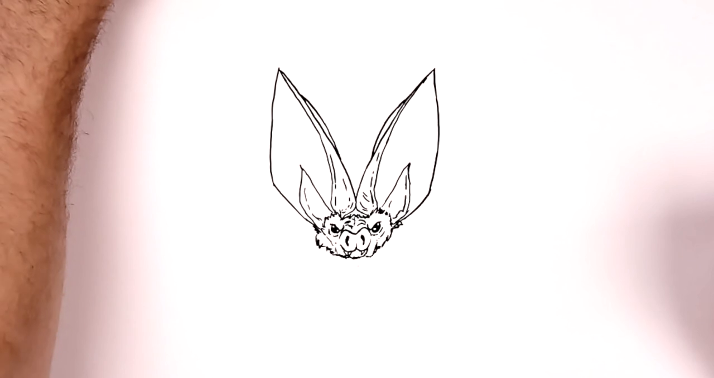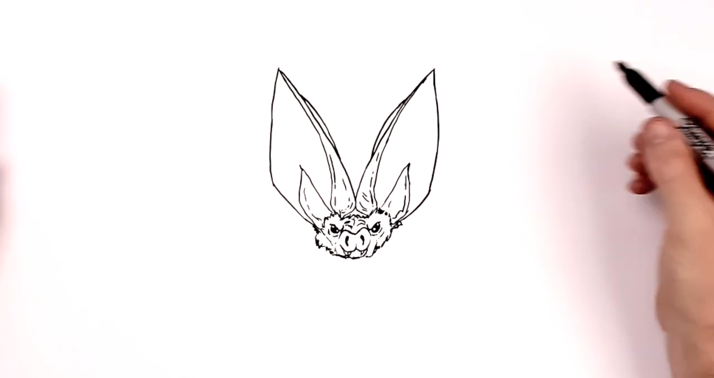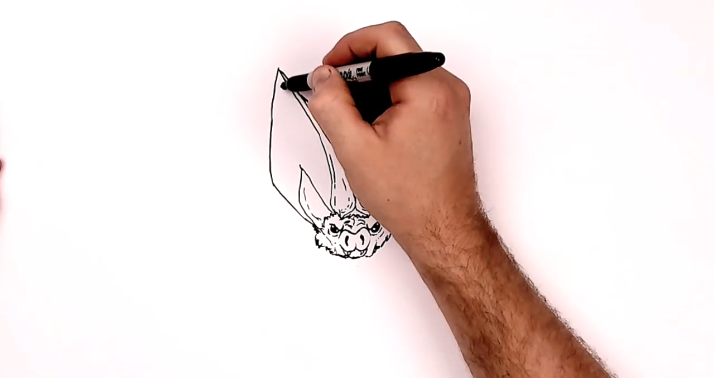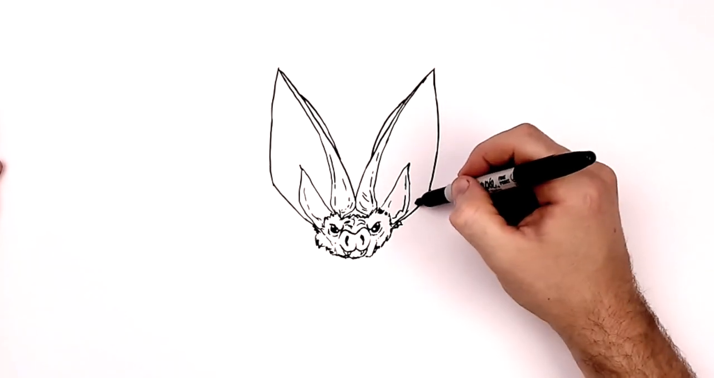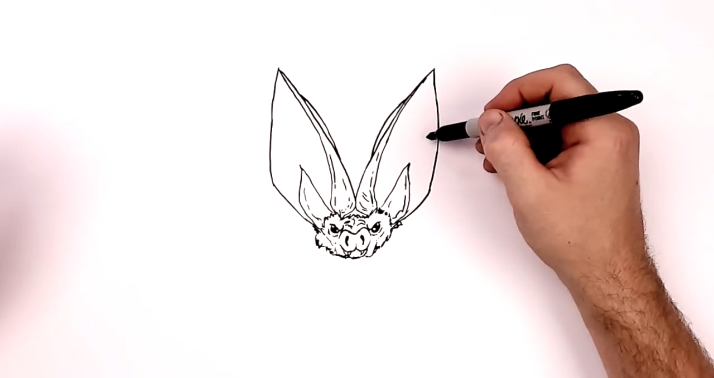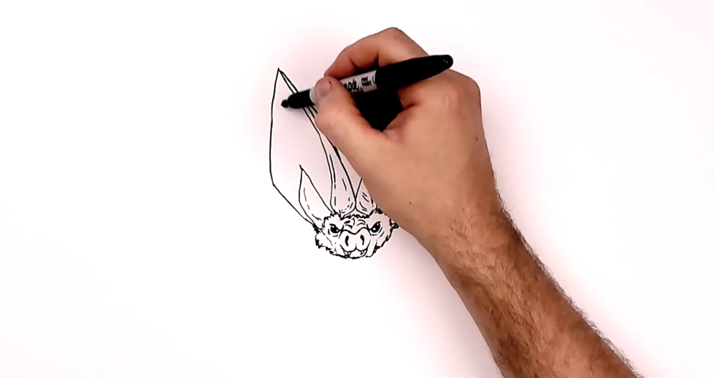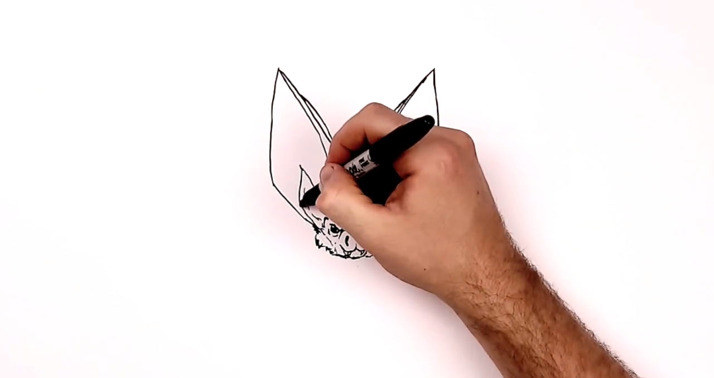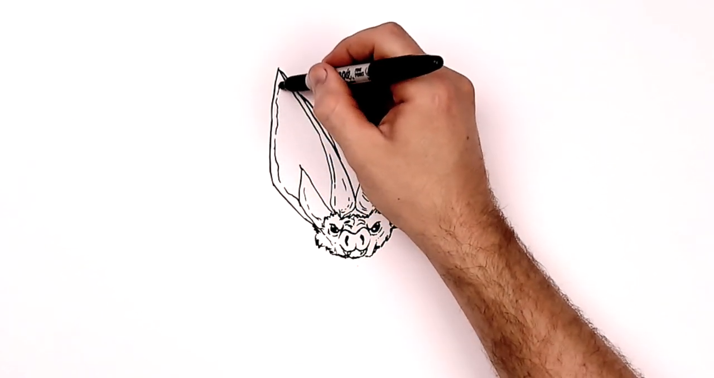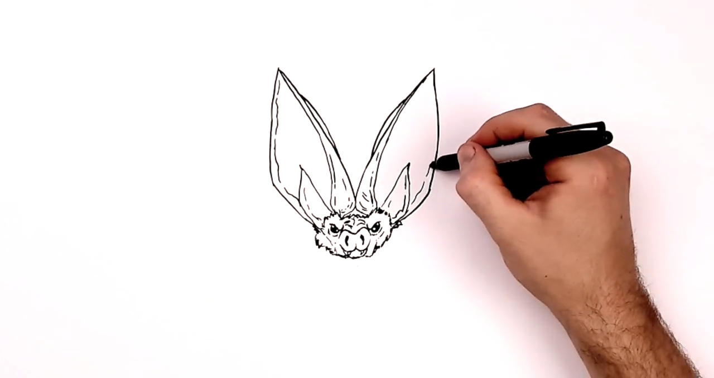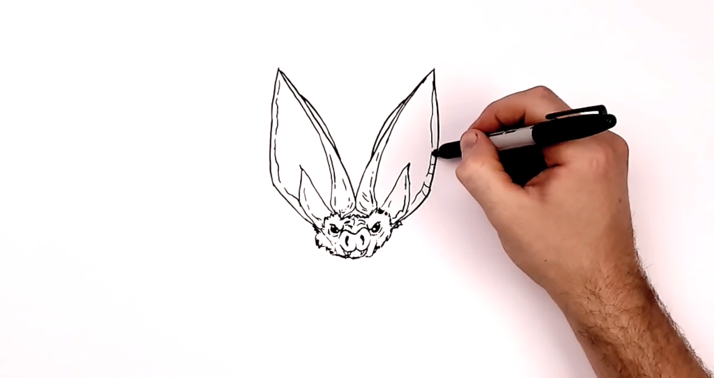So then, the inside of the ear has some bumps and lumps. So we'll add some wrinkle lines. We'll go bumping up here. That, right? Bumpy line. And this can have some wrinkles in here.